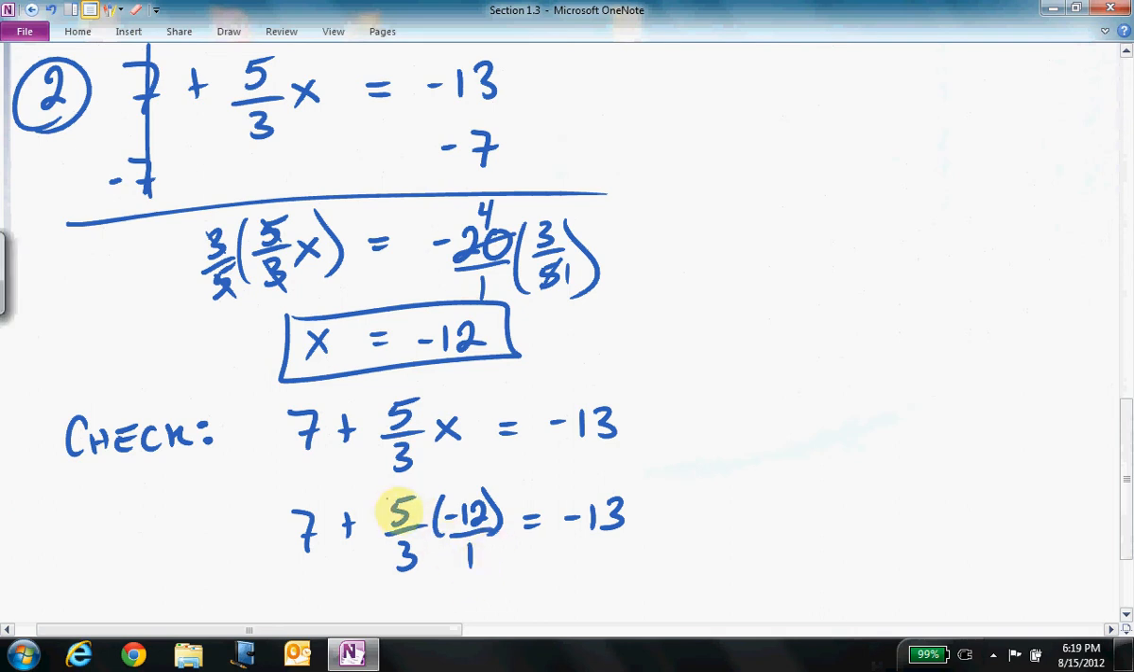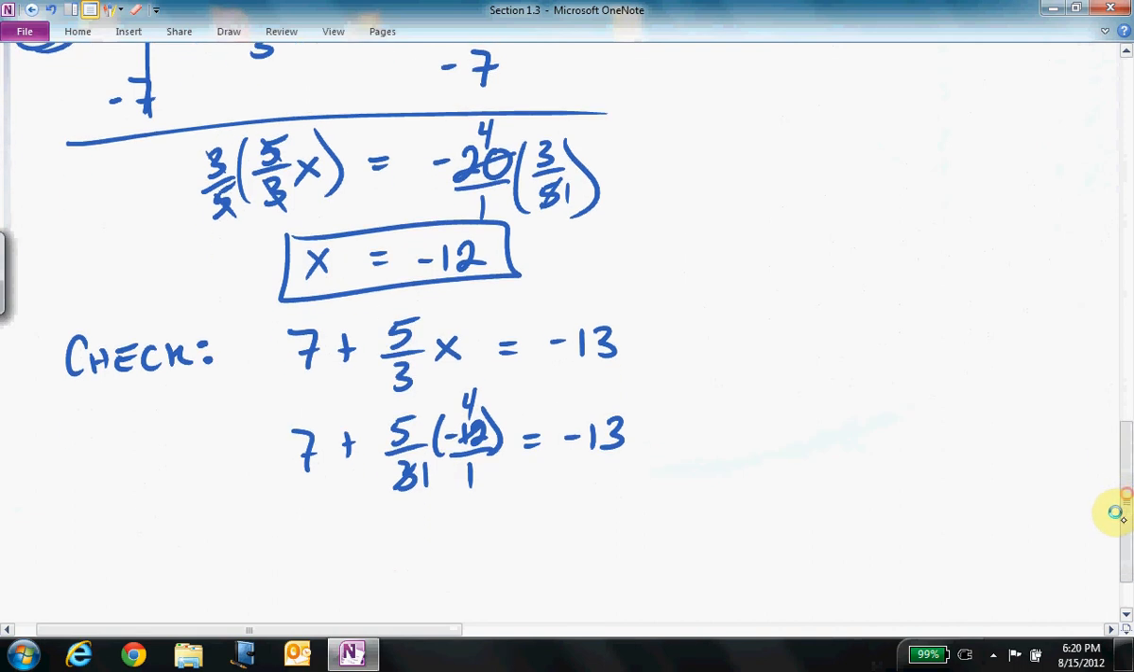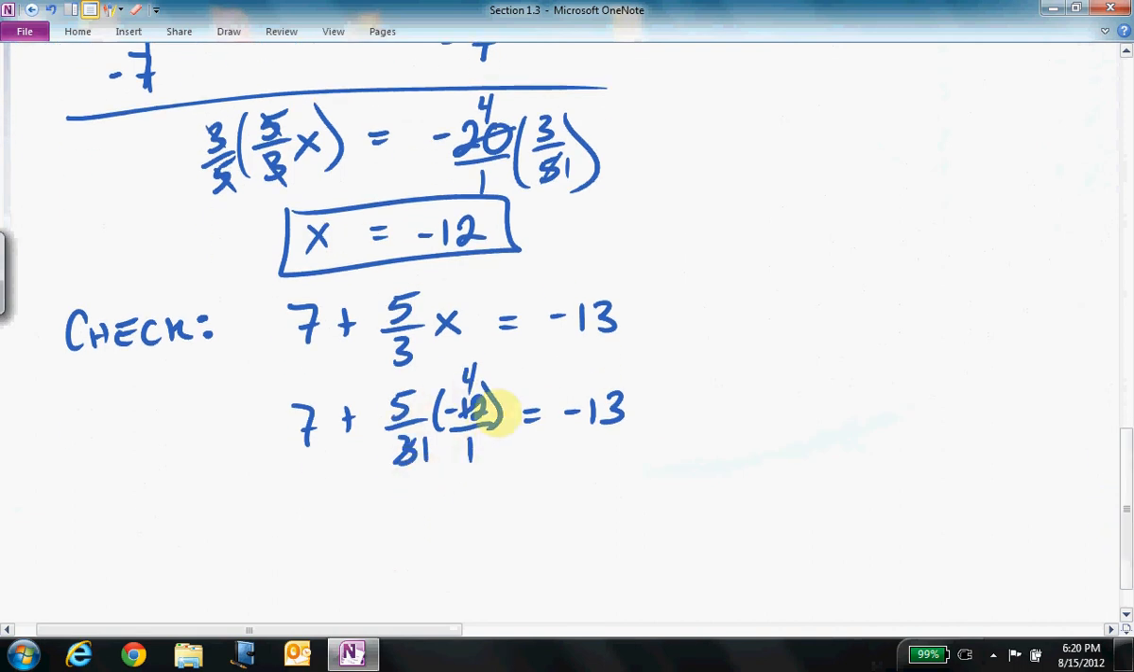5 and 1 can't be simplified. But does 3 go into negative 12, or does 3 go into 12? And it does. So 3 goes into 12 4 times. 3 goes into itself once. So I can simplify this piece right now. We see the denominators are just 1, so we don't really need those. I'll just cross them out. So 5 times negative 4 is going to give me negative 20.